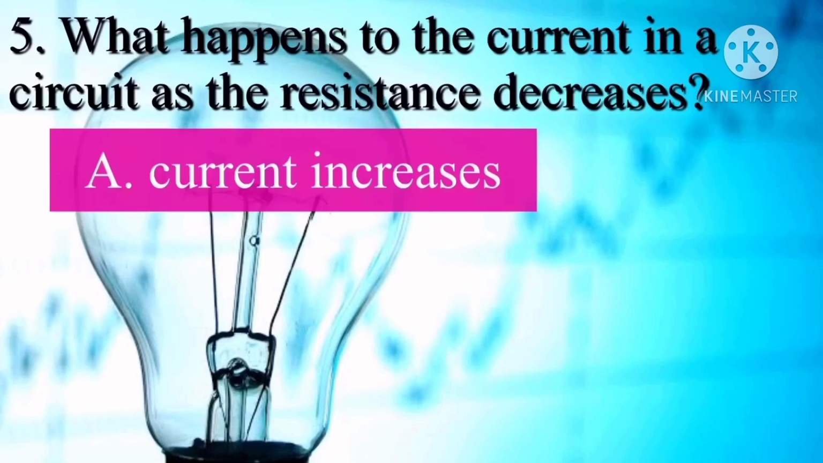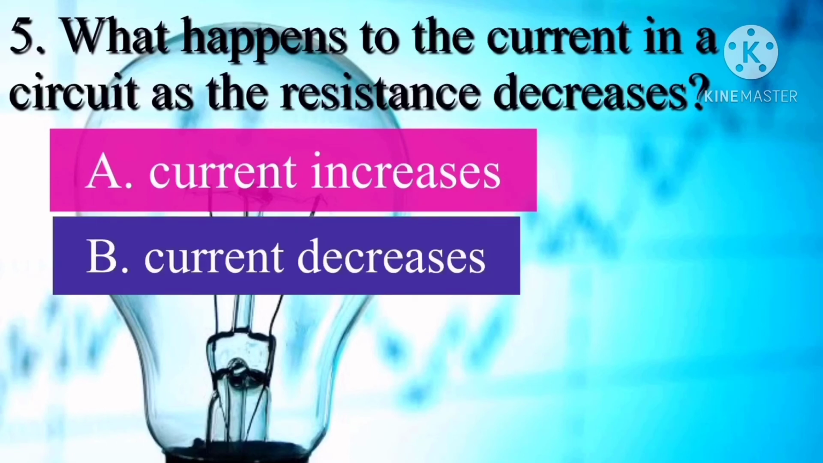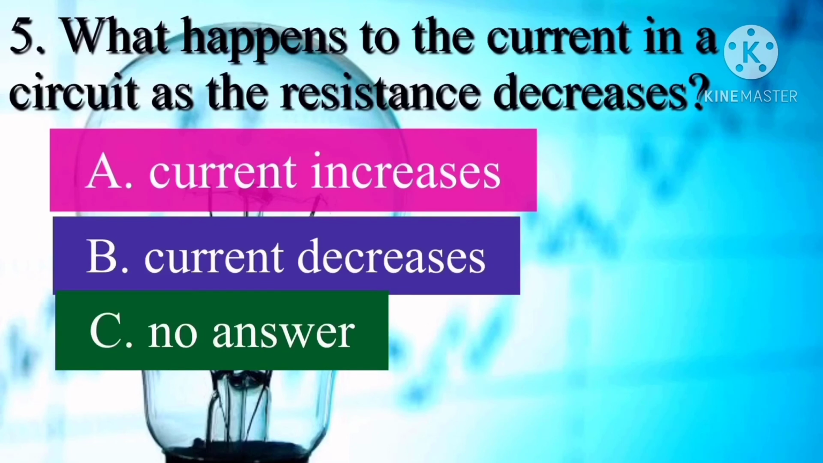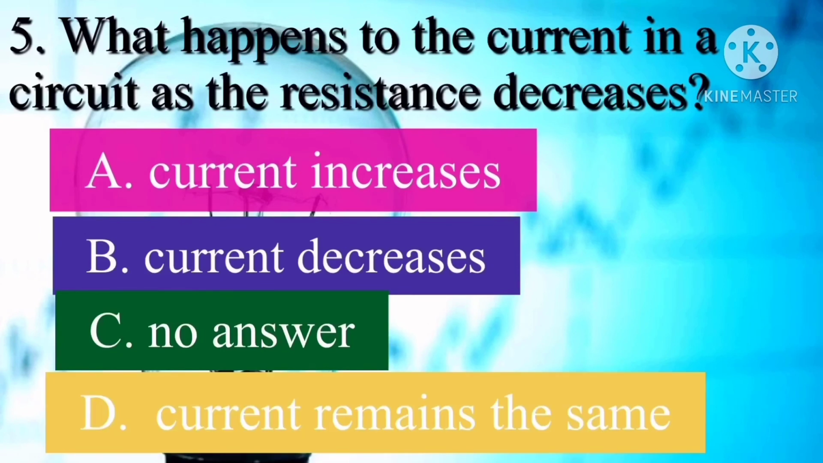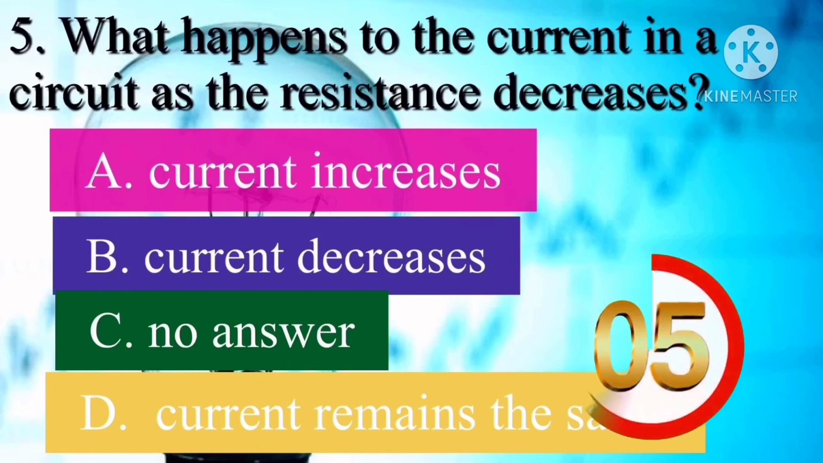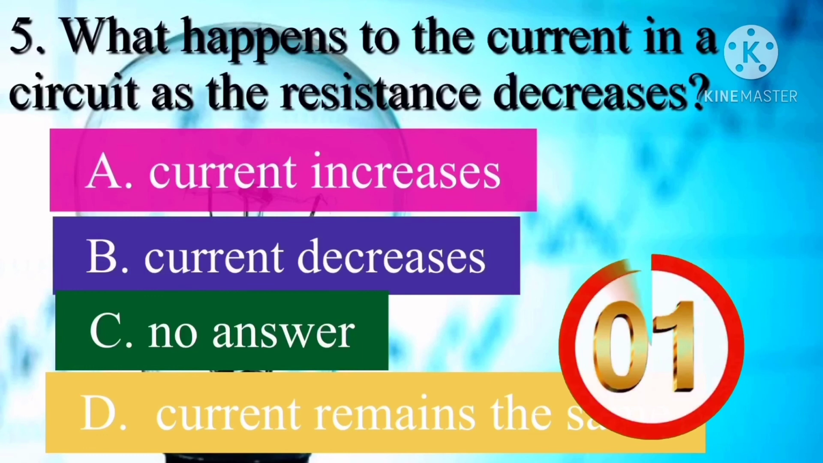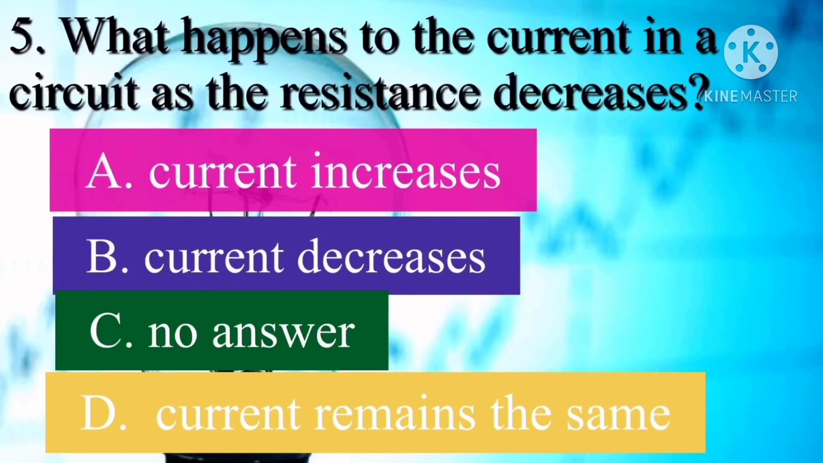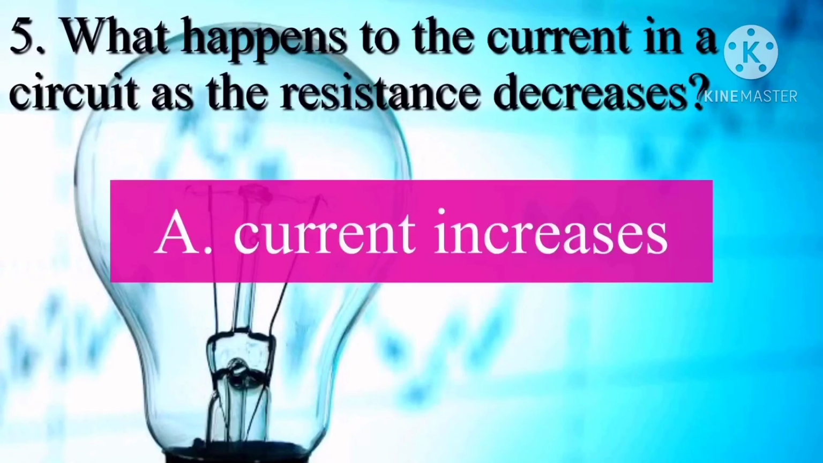Question number 5. What happened to the current in a circuit as the resistance decreases? A. Current increases. B. Current decreases. C. No answer. D. Current remains the same. Very good. You got the correct answer. The correct answer is letter A. Current increases.